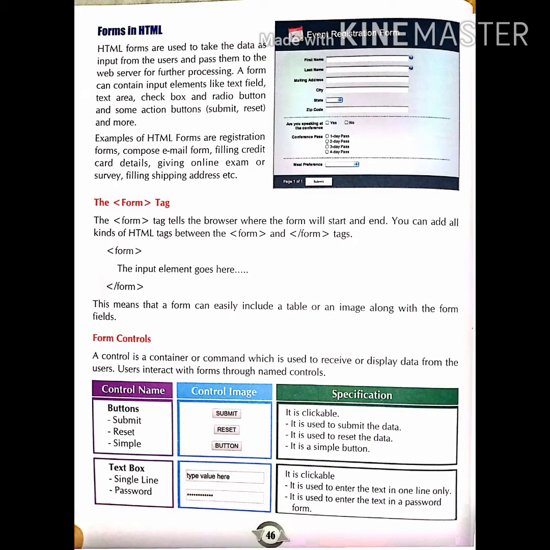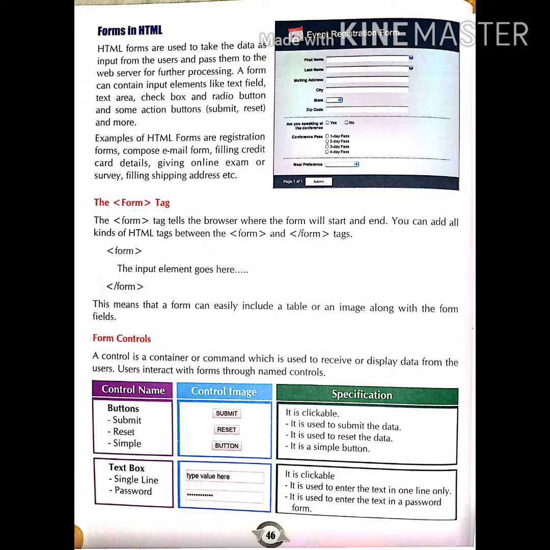Now let's discuss forms in HTML. Forms, as you know, are a human-made entry area where you can fill in your details as per the requirement of the form. HTML forms are used to take data as input from the users and pass it to the web server for further processing. A form can contain input elements like text field, text area, checkbox, and radio button, and some action buttons: submit, reset, and more. They have shown this in the diagram just adjacent to the forms in HTML.